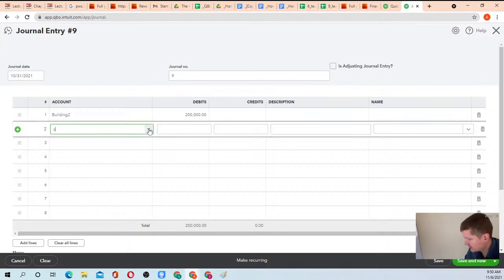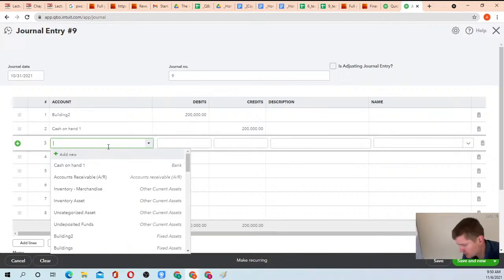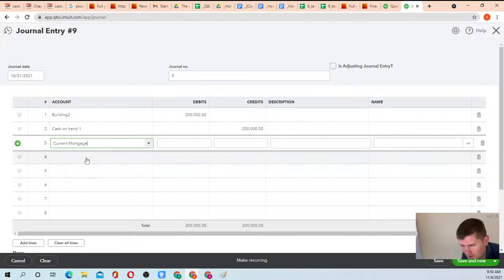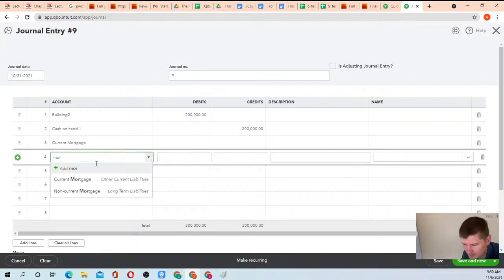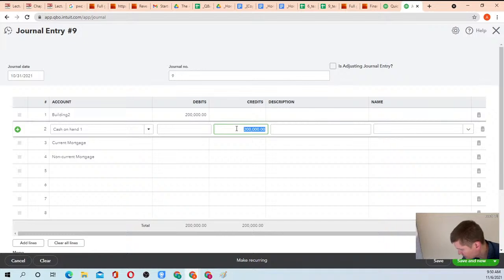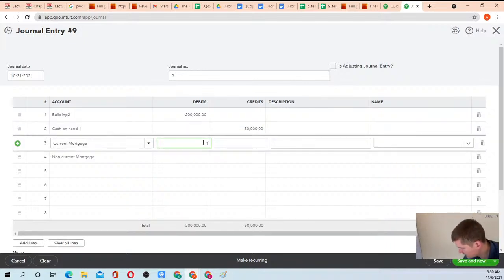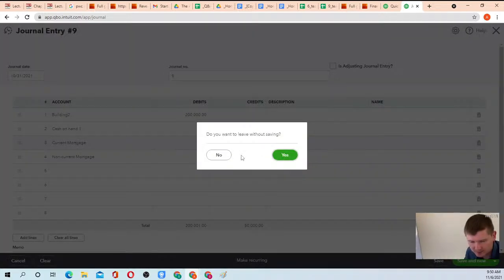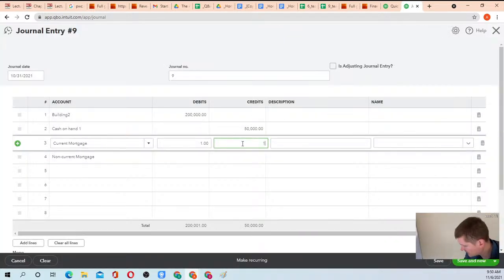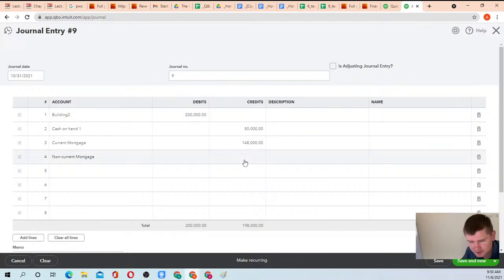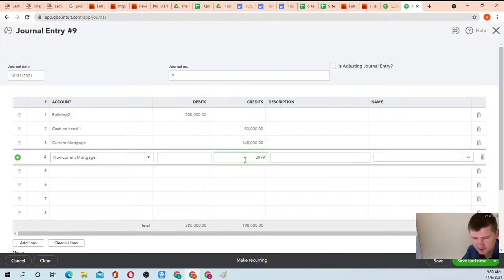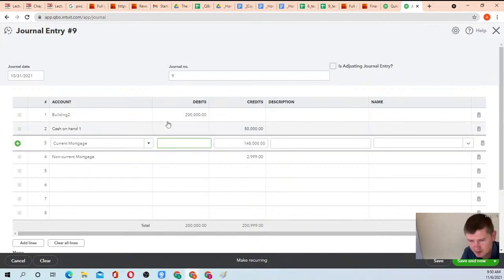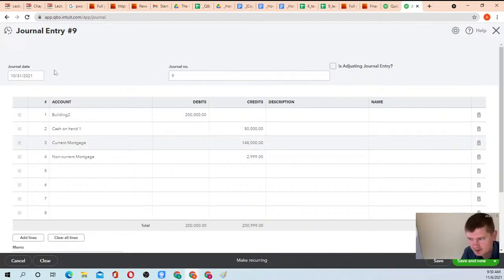We paid part in cash. And we paid the other part with a mortgage. Current mortgage. Non-current mortgage. So we paid 50,000. We paid 100, sorry. 148,000 and 2,000 on current mortgage. Okay, it seems to balance.